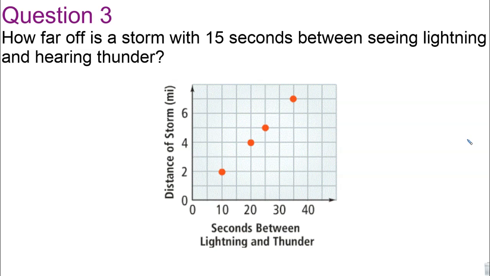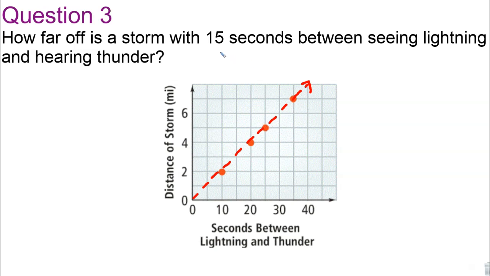All right, question 3 asks, how far off is a storm with 15 seconds between seeing lightning and hearing thunder? What I have here is a graph that shows the seconds between seeing the lightning and hearing the thunder, going from 0 to 40. And then the y-axis gives me the distance that the storm is away based on that information. For example, if I count 10 seconds between seeing the lightning and hearing the thunder, that storm is 2 miles away. Now the pattern part comes into it: it looks like this pattern makes a pretty nice straight line for me.